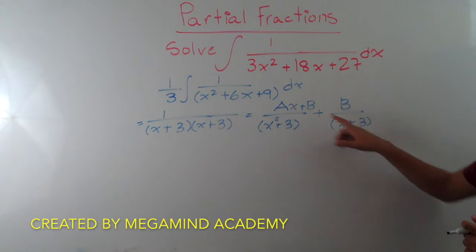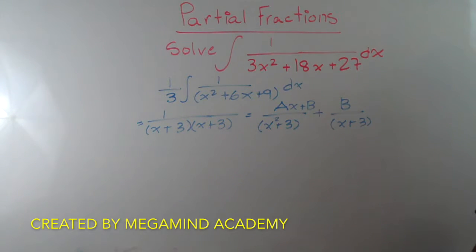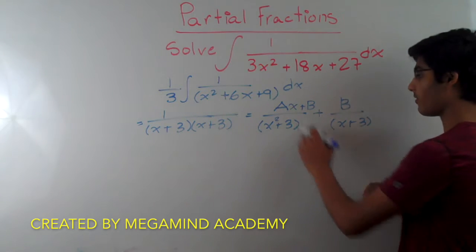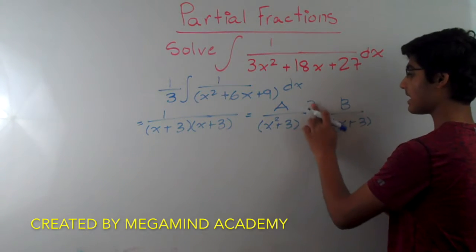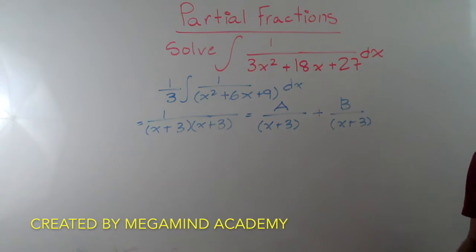And you always have to write out the full form. If this was x cubed plus, or x to the 4th plus 3, this would be ax cubed plus bx squared plus cx plus d. So you always have to write out the full expanded form. In this case, it's only x plus 3. So that means that the numerator would only be a times x to the 0 power, which is just a.